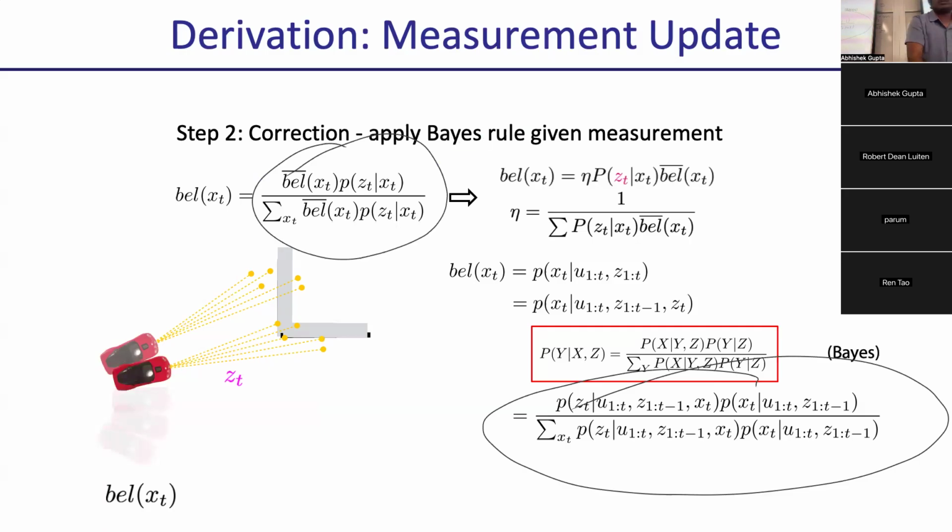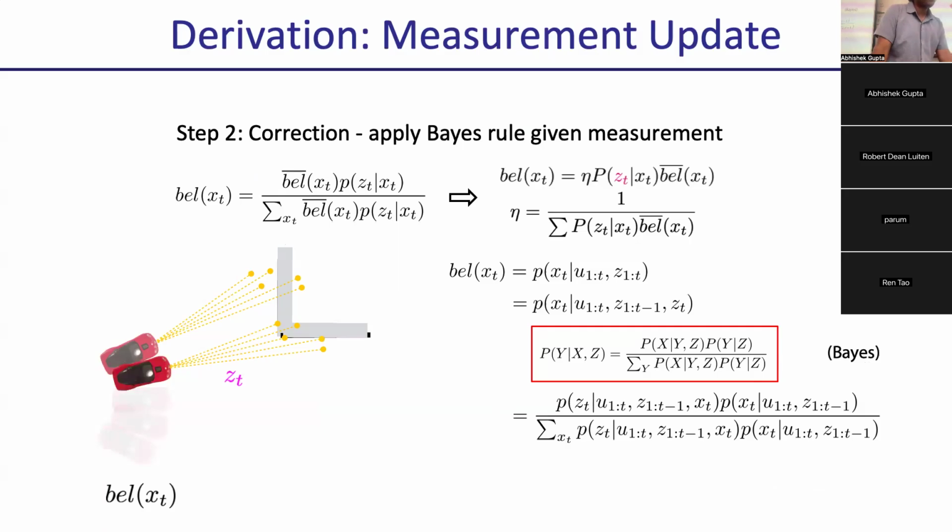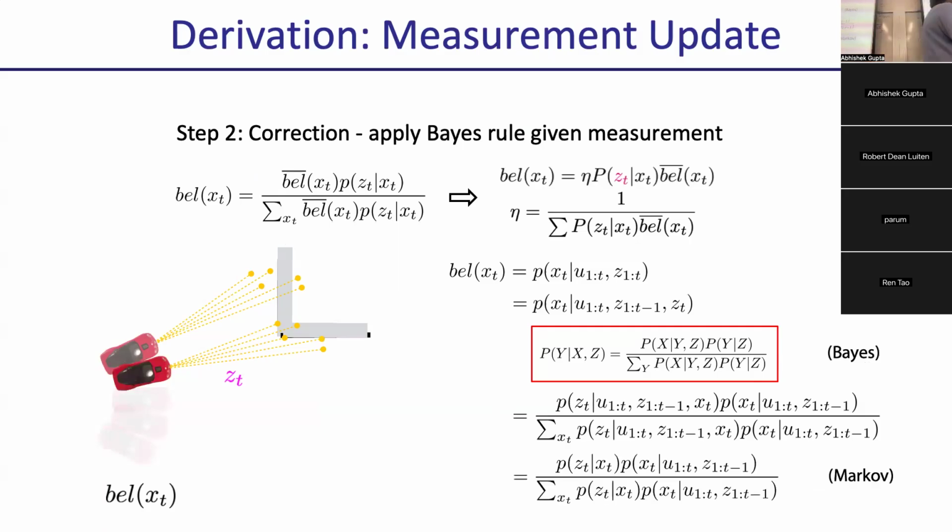So ZT is dependent only on XT. ZT is only dependent on XT. ZT is sufficient of XT. That's exactly right. So where you get from here is that you can use the Markov rule, which says that ZT doesn't depend on the history if you know XT. So ZT just depends on XT.